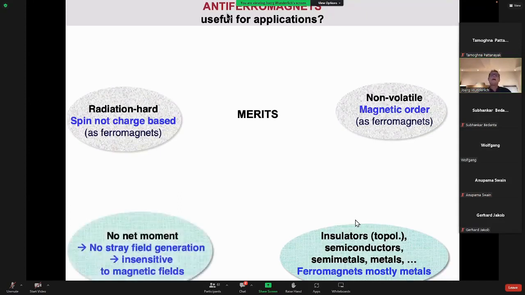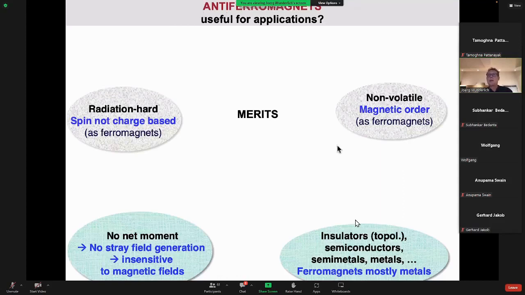Something which might be interesting and important: if they are compensated antiferromagnets, they don't generate a net moment. So they don't have the problem of generating stray fields, which may interact or cross-link to other magnetic structures. So they're also insensitive to relatively small magnetic fields. This might be also a merit.